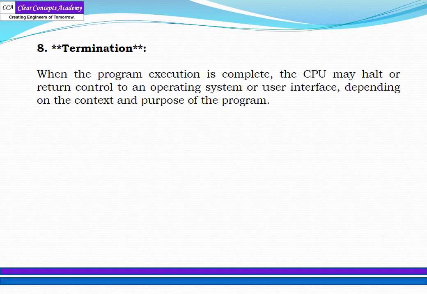Termination. When the program execution is completed, the CPU may halt or return the control to the operating system or user interface depending on the context and purpose of the program. Termination means once the complete program is executed, depending on the next instruction, the program will be terminated. It will either halt or stop. This is called a termination operation.